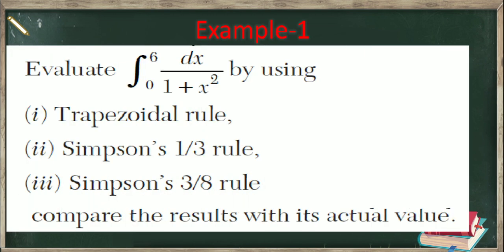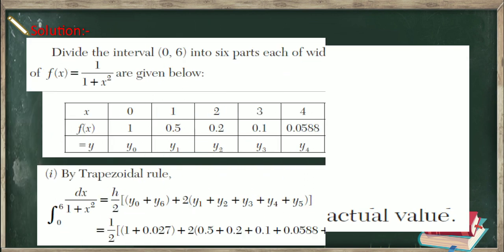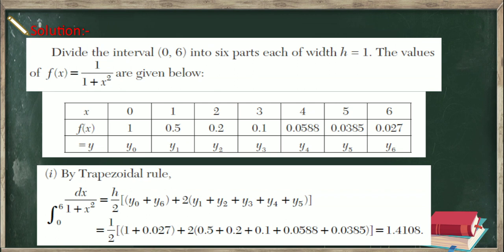See some examples based on Simpson's rule. Example number one: evaluate integration 0 to 6 dx upon 1 plus x square by using first trapezoidal rule, second Simpson's 1/3 rule, third Simpson's 3/8. This is the most common example. Divide the interval 0 to 6 into 6 parts, each of width h equal to 1. The values of f of x equal to 1 upon 1 plus x square are given below.